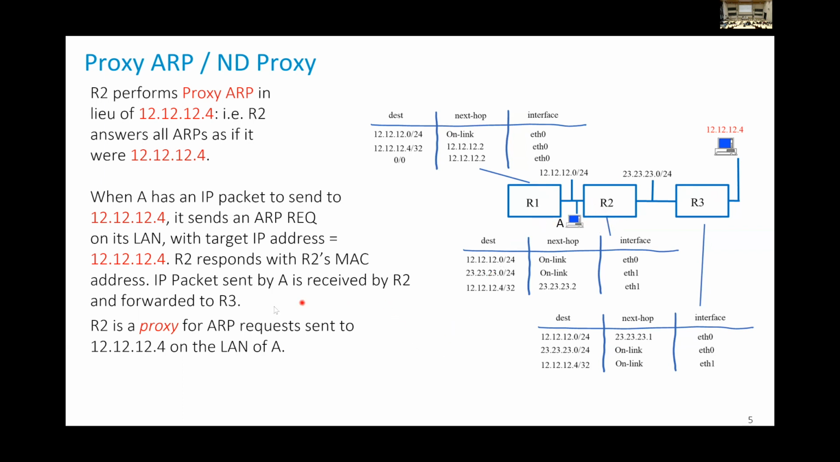So this function is called proxy. R2 is doing proxy ARP for this machine. Proxy, as we saw the web proxy. So the concept of proxy is a machine that impersonates another machine. So here, R2 pretends to be this machine. That's the concept of proxy from the ARP viewpoint here.